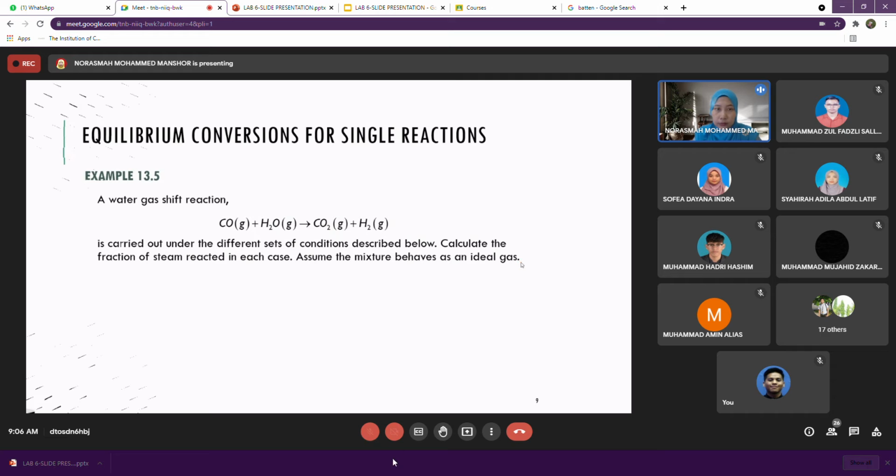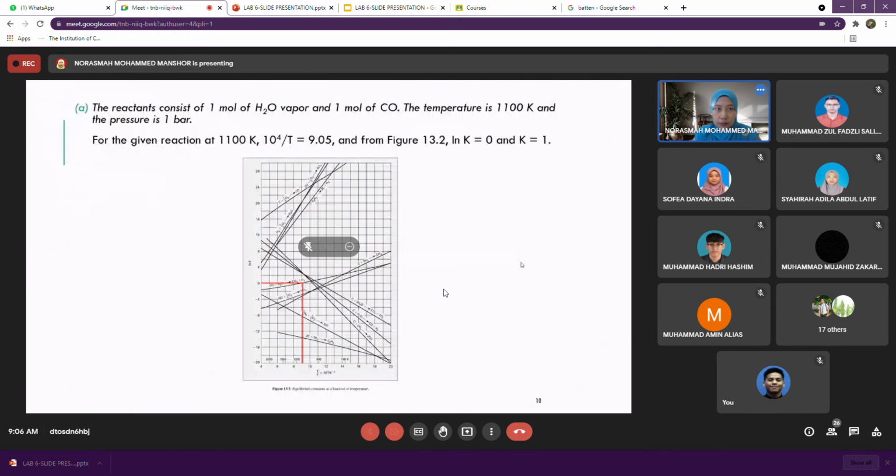Okay, for this reaction, for condition A, the reactant consists of 1 mole H2O and 1 mole CO. So this is the initial number of moles, ni naught. The temperature is 1100 Kelvin and the pressure is 1 bar. So first we have to find the equilibrium constant K.